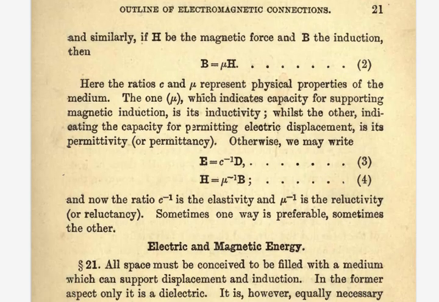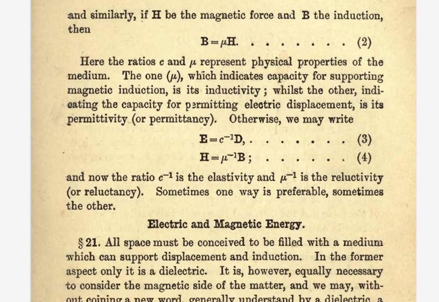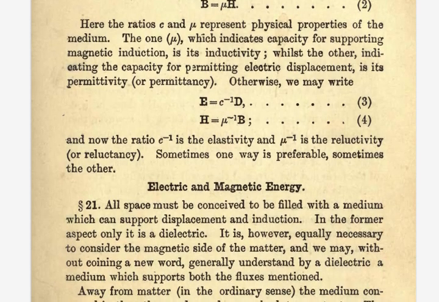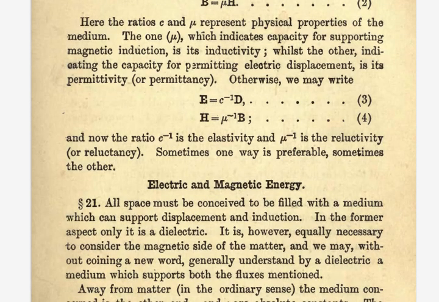Here the ratios c and mu represent physical properties of the medium. The one, mu, which indicates capacity for supporting magnetic induction, is its inductivity, whilst the other, c, indicating the capacity for permitting electric displacement, is its permittivity.